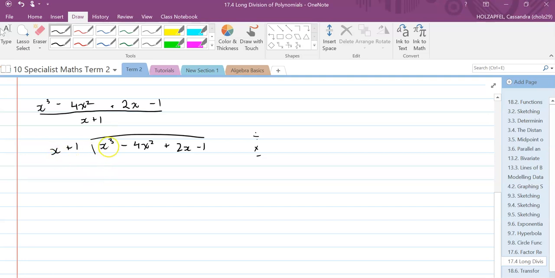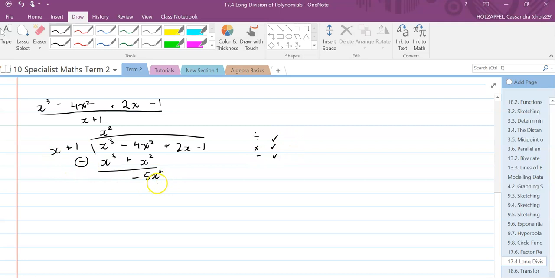So x cubed divided by x is going to be x squared. x plus 1 times x squared is x cubed plus x squared. And then I'm going to subtract. So x cubed take x cubed is 0. Negative 4x squared take x squared is going to become negative 5x squared. So let's repeat the process.